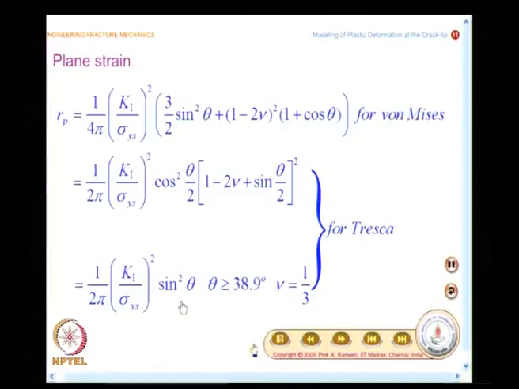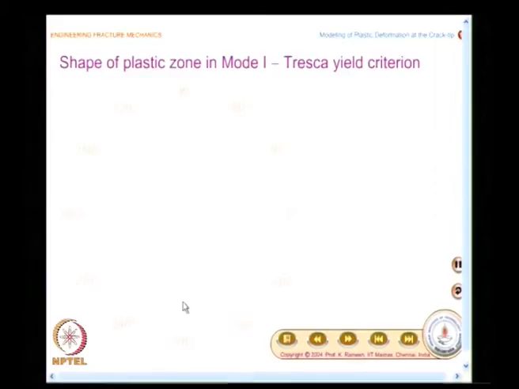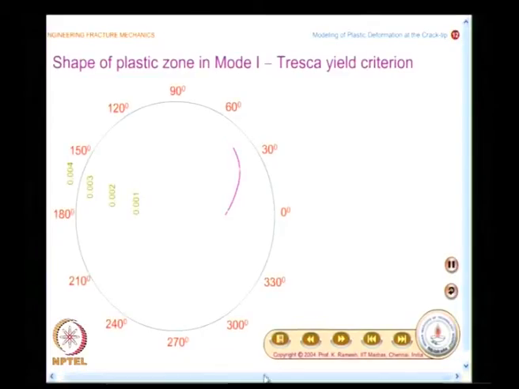So, what we are going to look at now is, rather than looking at these as expressions, if you plot them, that gives you some kind of an insight. And we will do a similar exercise for mode 1, mode 2 and mode 3, and look at what the shapes of the plastic zone are. But you have to keep at the back of your mind that these are very approximate shapes, and the polar plot is drawn like this.